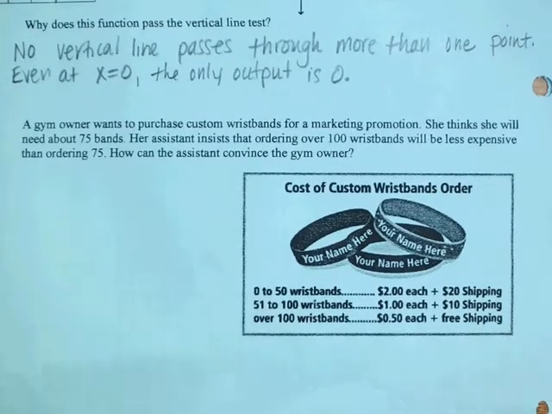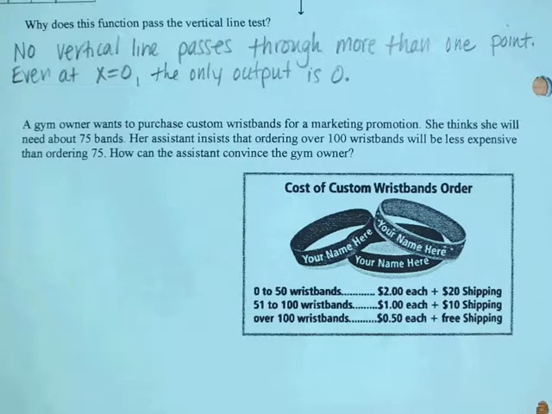All right, problem number 3. Problem number 3 is a story problem with piecewise. A gym owner wants to purchase custom wristbands for a marketing promotion. She thinks she will need about 75 bands. Her assistant insists that ordering over 100 bands will be less expensive than ordering 75. How can the assistant convince the gym owner?